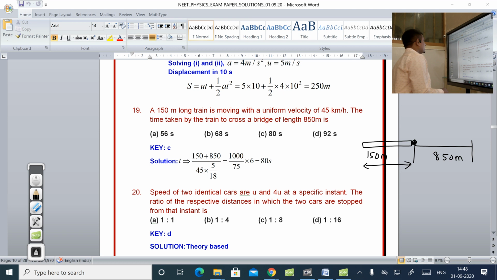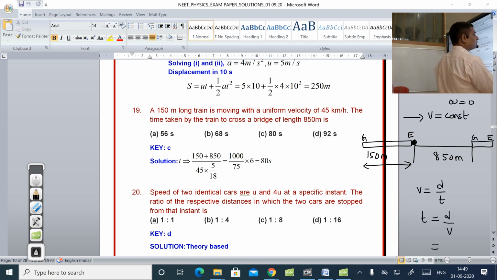Should we write 850 or 850 plus 150? Because if you write 850, it is said that the train has crossed the bridge, means on the other side it should come like this. That means suppose this is the engine and this is the guard. So the guard should reach, that means the guard should cross the bridge, then only it is said that the train has crossed. So that means it has traveled 850 plus 150. Correct or not students? So total distance traveled is 850 plus 150.